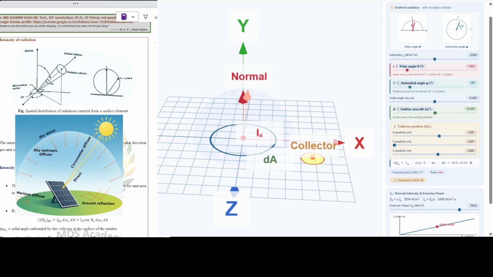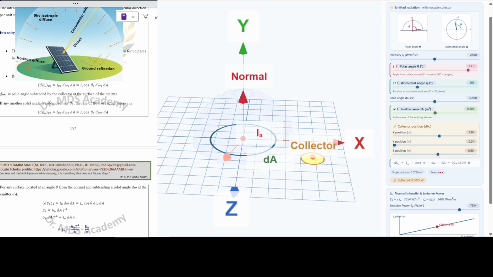Here I am going to show you how the intensity of light and emissive power are correlated. We already know that the emissive power radiated by the black body in any direction theta is directly proportional to the intensity of light in the normal direction, where theta is the angle at which the collector is oriented, d omega is the solid angle, and dA is the emitter area.